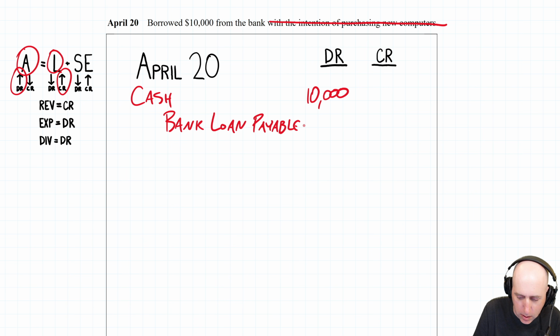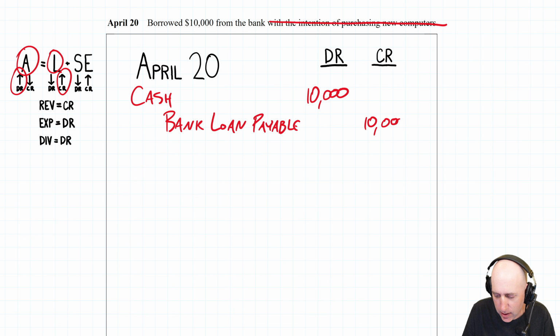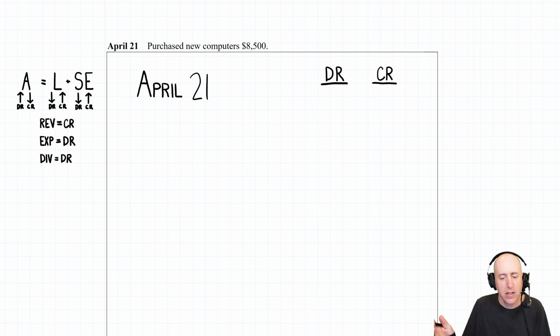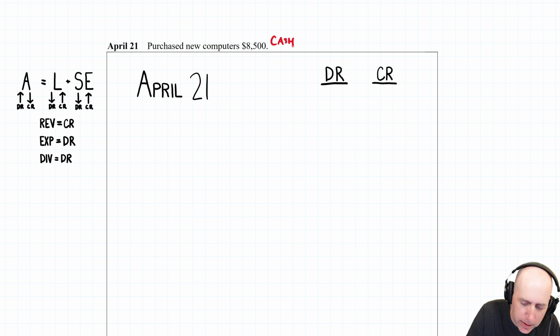payable for $10,000. April 21st, we did use the money to buy new computers, but not all of it. $8,500 to buy new computers. Let's assume cash. I'll probably write that into the question here. Purchase new computers for $8,500 cash.